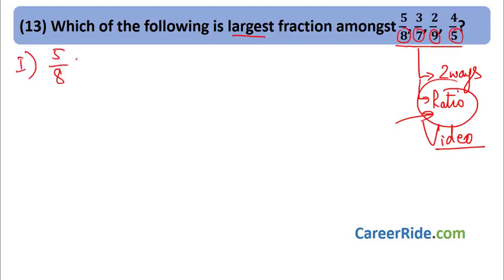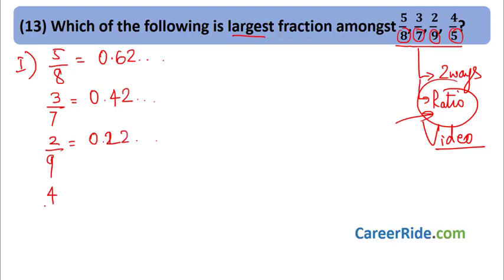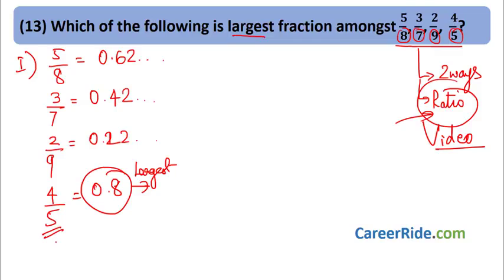We have 5 by 8, that would be 0.6 something. The next one would be 3 upon 7: 7 zeros are 0, 7 threes are 21, 30, 7 fours are 28, 2, 7 twos are 14. Next one is 2 upon 9, this is 0.22, 9 twos are 18, 20 again 2, it goes on. 4 upon 5, that would be nothing but 0.8. We directly know this is largest. So when the denominator is less than 10, it becomes easier to divide. So directly divide and get the answer.